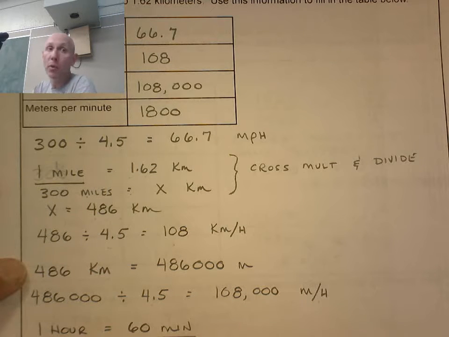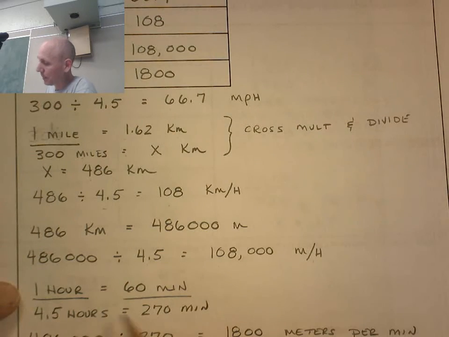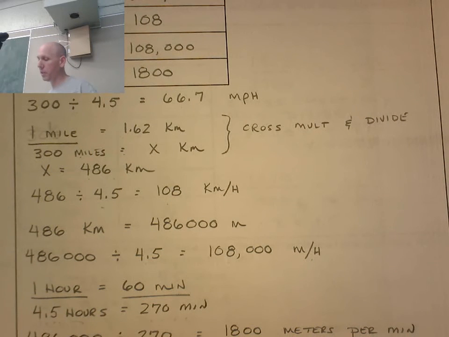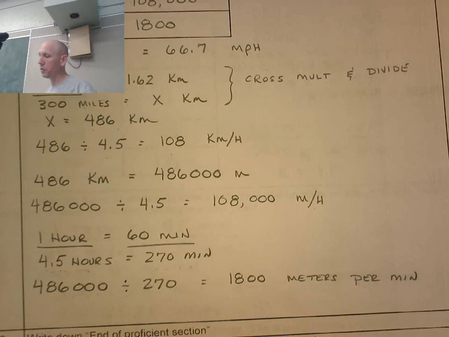Now let's find it in meters per minute, okay? Well, how many minutes are in an hour? So here's meters per minute. Okay, so 4.5 hours is 270 minutes. Is that right? I guess that's right. Yes, that's right. So I do meters divided by minutes, meters per minute, 1,800 meters per minute.